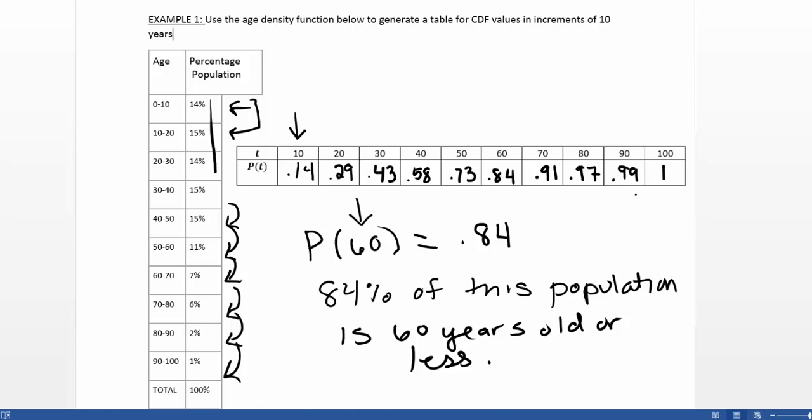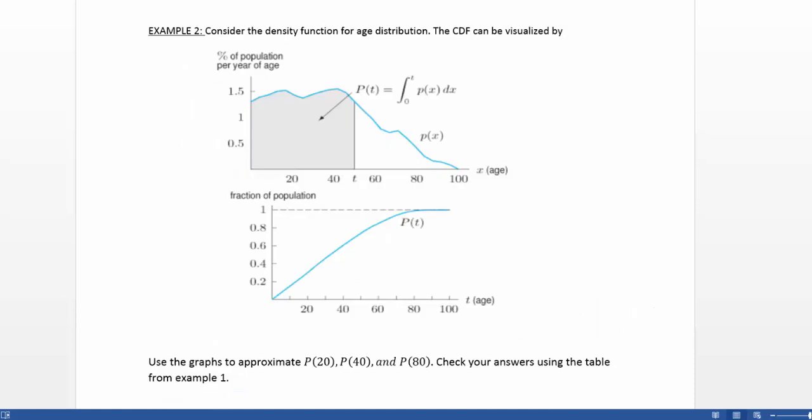So let's look at another example. Example 2. Consider the density function for age distribution, but now given graphically instead of in a table, which means it's a little more approximated than when we had the exact values. Additionally, we have a picture of the CDF below, a fraction of the population as we accumulate people over the span of 0 to 100 years. Notice that we're still considering people from 0 to 100 because that's our age span.